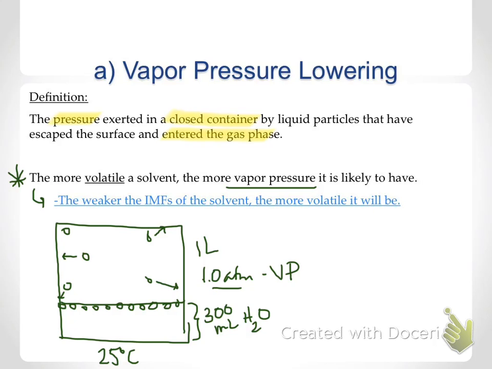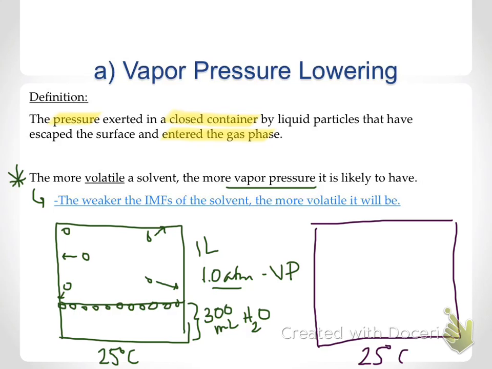So now let's do the same thing, and I'll use a different color here. I'm going to choose a different solvent. So instead of water, I'm going to have the same situation here, 25 degrees Celsius, closed container of the same size, so 1 liter again. But in the bottom now, instead, I'm going to have 300 milliliters of, let's say this is acetone. And acetone is pretty much the main ingredient in nail polish remover.